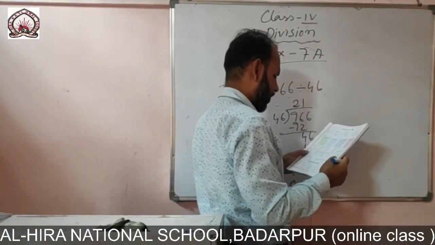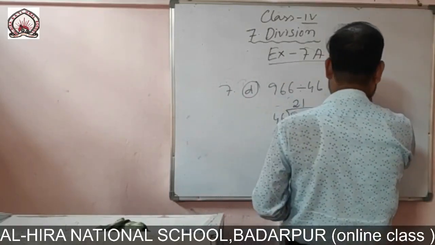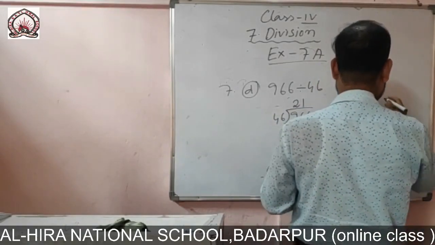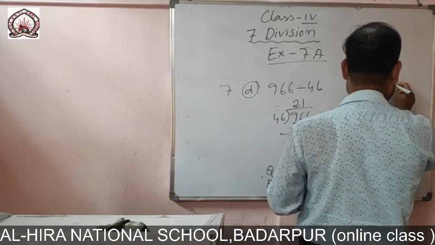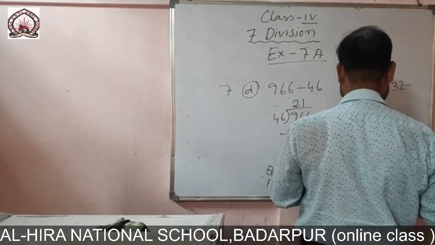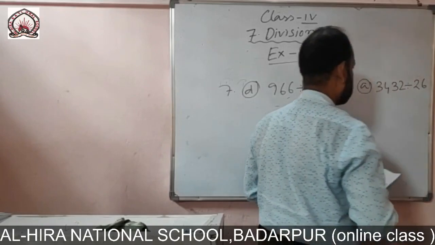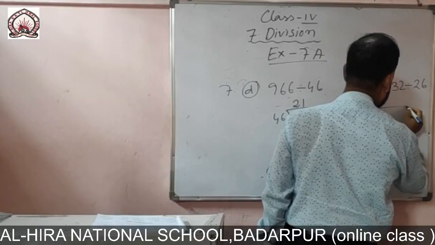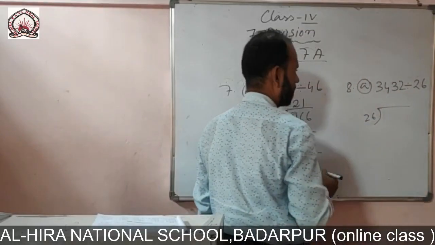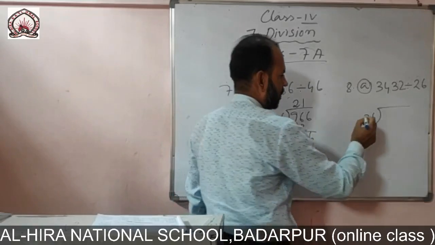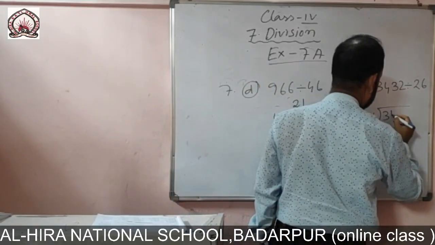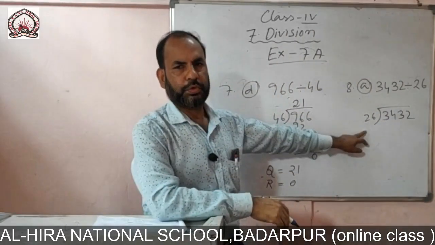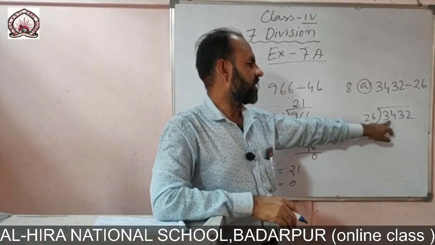Question number 8A. 3432 divide 26. Here 26. 3432. So there 26 is 2 digit. We take there also 2 digit, then it is 34.